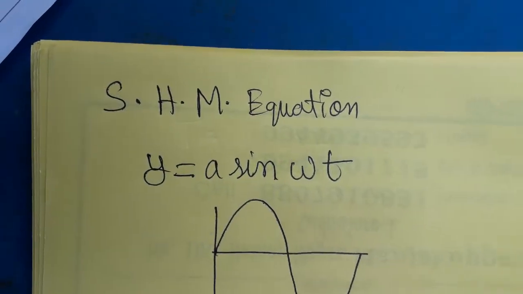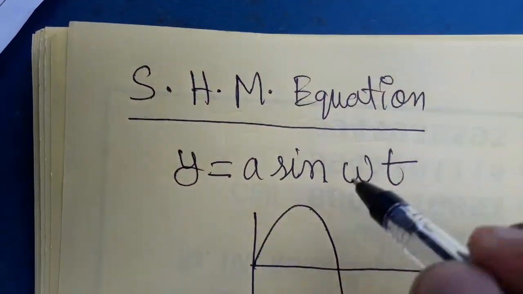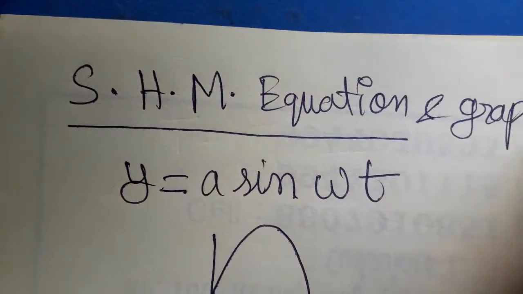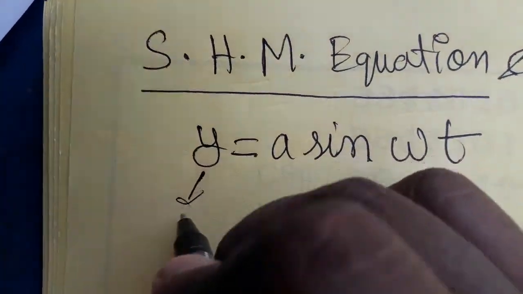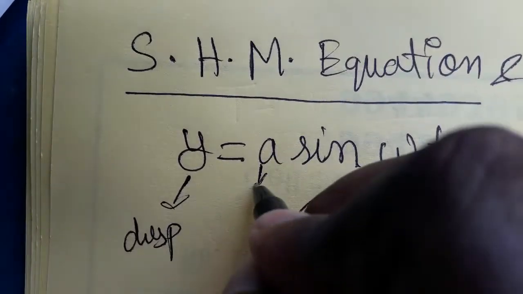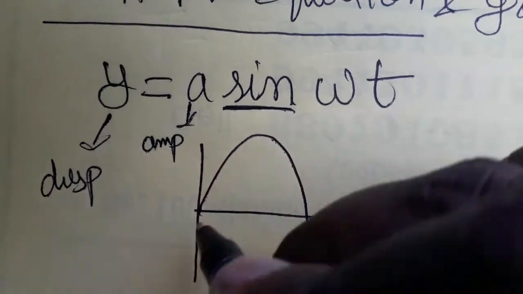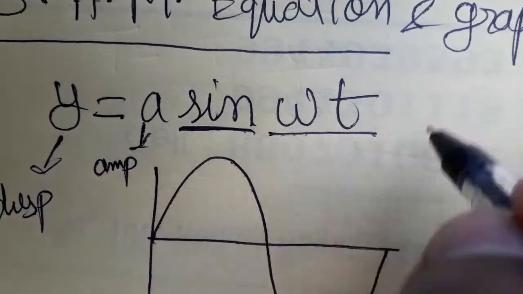And today we are going to see the simple harmonic motion equation, and also the graph. So these are the things we are going to discuss today. So y is displacement, A is amplitude, it is a sine variation, this is a sine graph. Omega t is the angle.